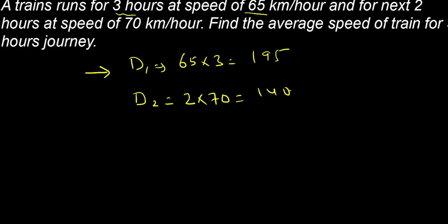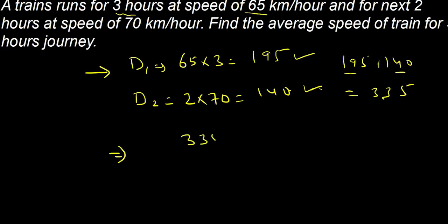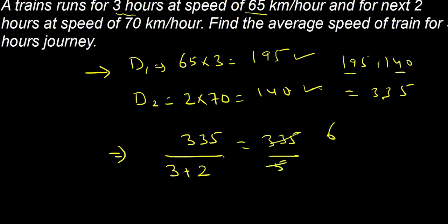Okay. So what is the total distance now? So 195 plus 140 is going to be your total distance. Okay. 19 plus 14 is I think 33. So this is the total distance. Now average speed is equal to total distance, 335, and total time is what? 3 hours for the first one, 2 hours for the second one. So 335 divided by 5. So this is 67. Okay, so 67 km per hour is the average speed.